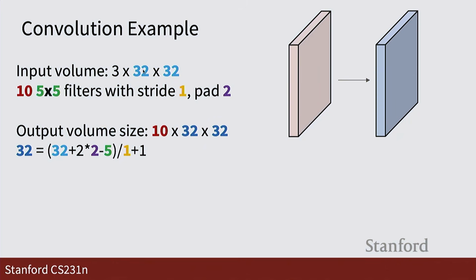So then the input spatial size comes down here, plus the padding comes down here. Padding adds the spatial size. 5 is the convolutional kernel. That divides the spatial size. Stride of 1, so that's trivial, and then add 1. And this just so happens to come out to 32.